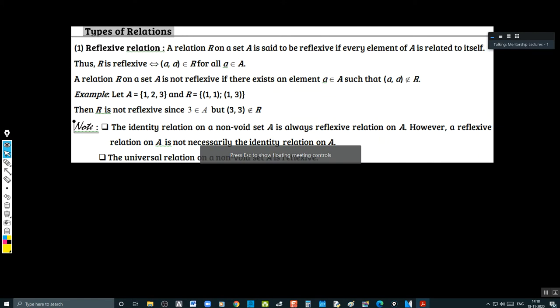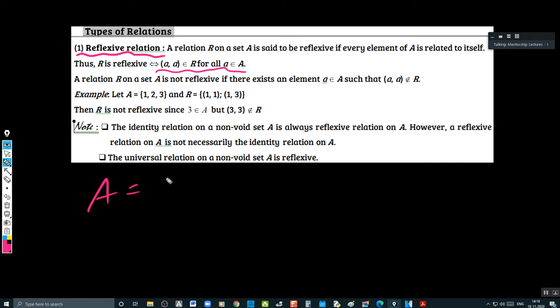Types of relations. Here we already started this, the reflexive relation. The reflexive relation, in the name itself we can see the meaning of it. Reflexive: A comma A belongs to R for all small a belongs to capital A. R is reflexive if A comma A belongs to R for all A in capital A. So if you have a set A equal to 1, 2, 3.